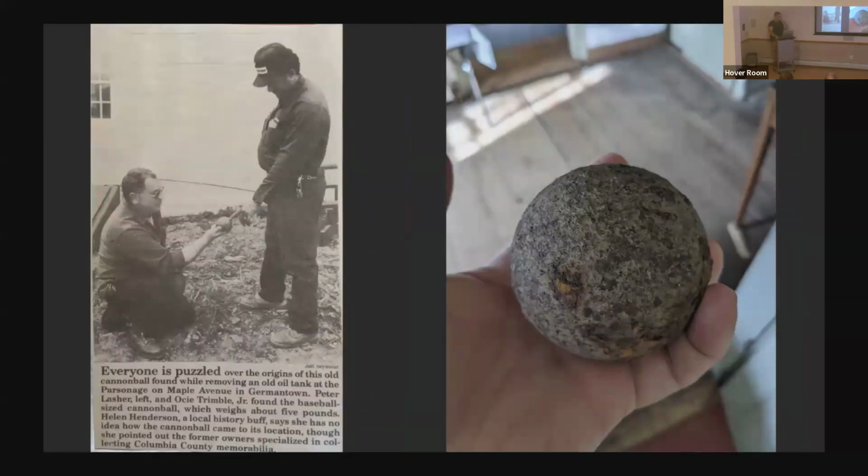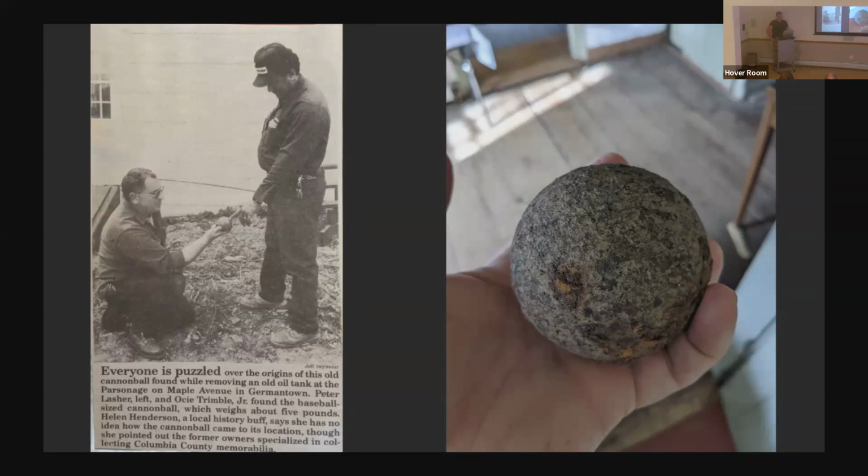So one more story here. At the history department, we have this little 4.5 or 5 pound ball, artillery ball. You can see it in my hand there on the right. It was found while digging up a buried oil tank, an underground oil tank, around 1990 or so, shortly after the town of Germantown acquired the parsonage.